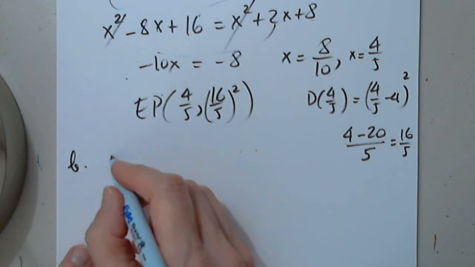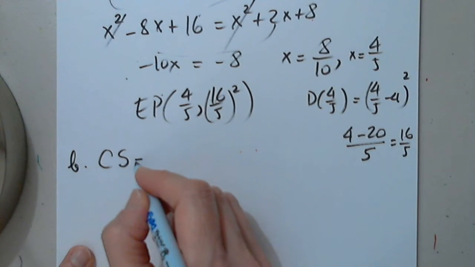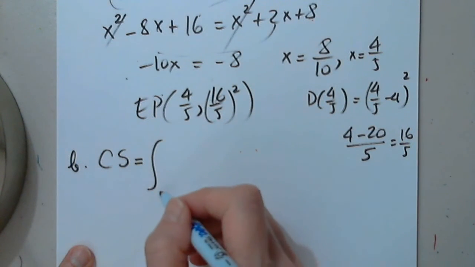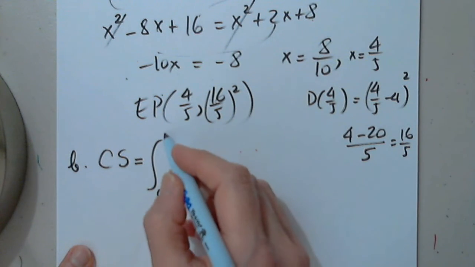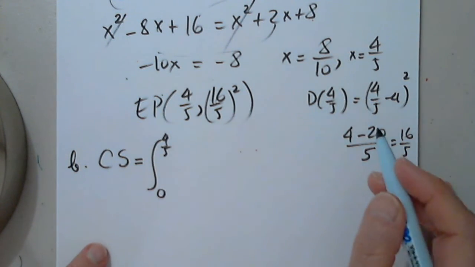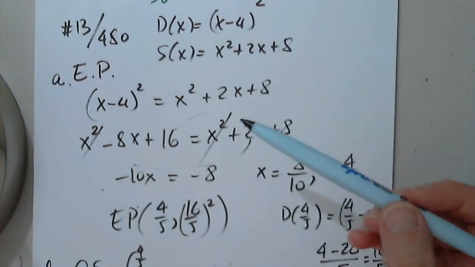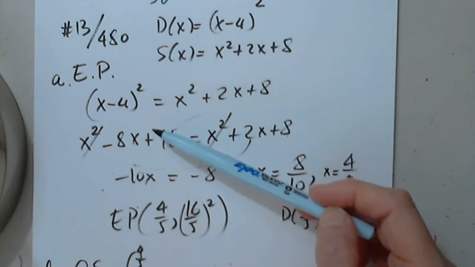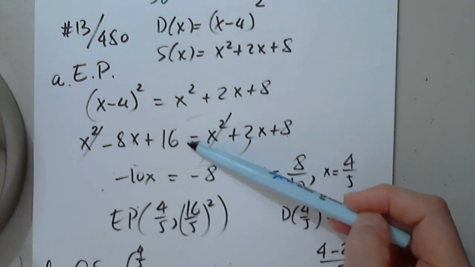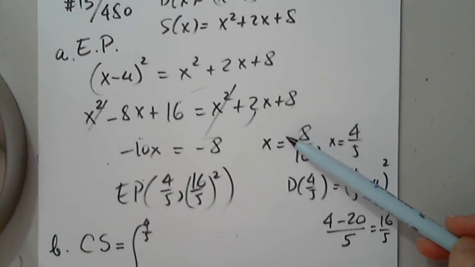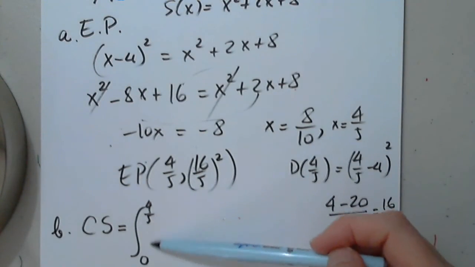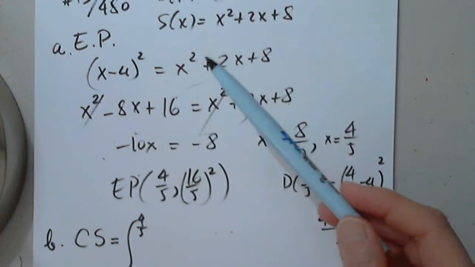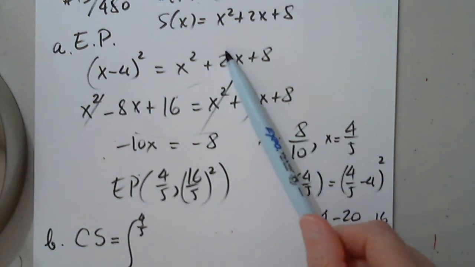B, the consumer surplus. The consumer surplus will be the integral from 0 to 4/5. It's kind of weird. That's why I was expecting something nicer. Do I have a mistake in here? It's kind of weird to have from 0 to 4/5. Does anyone see a mistake?